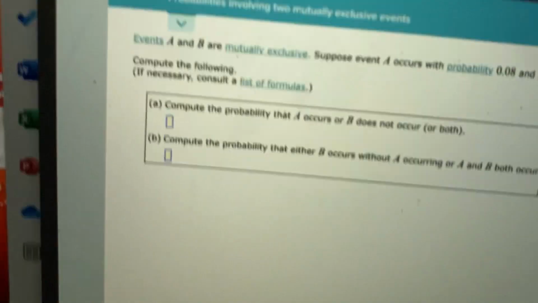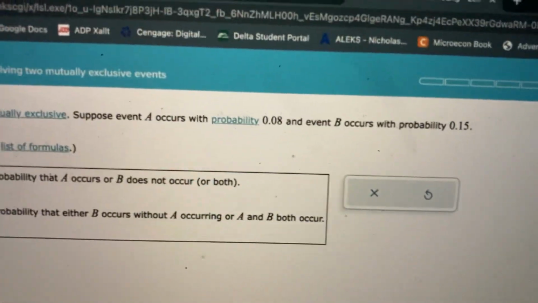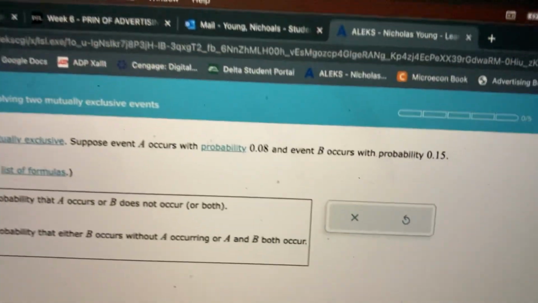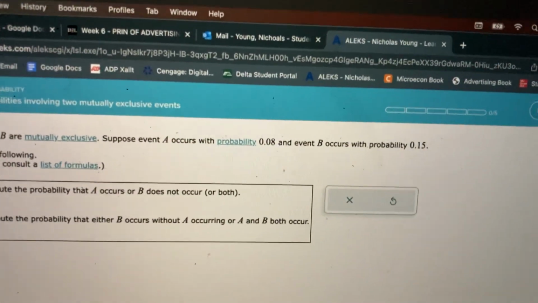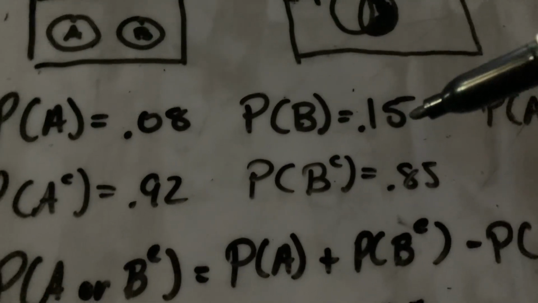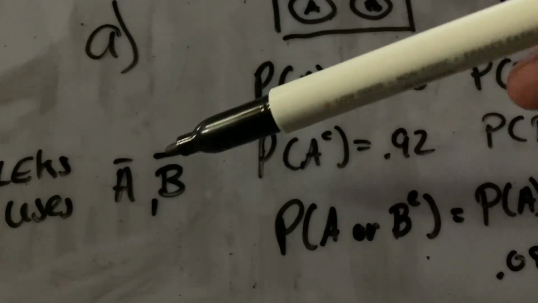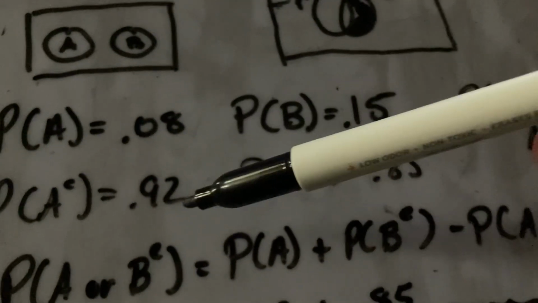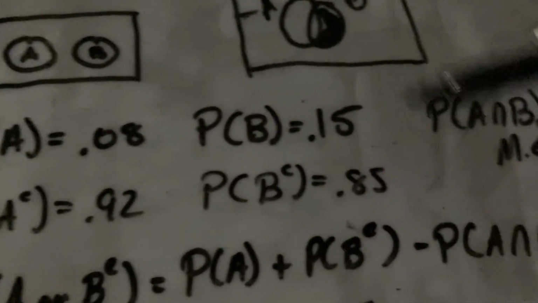Now, in our problem, it says that the event A occurs with probability of 0.08 and B occurs with a probability of 0.15. And what that means is that if the probability of A is 0.08 and the probability of B is 0.15, then the complements, and please note Alex uses that horizontal bar over top, so A complement, B complement. I tend to write AC and BC, C for complement, is 0.92 and 0.85. They add to 1, these add to 1.